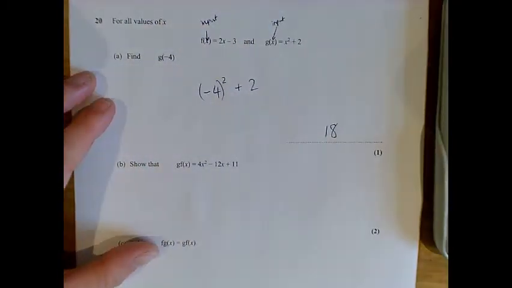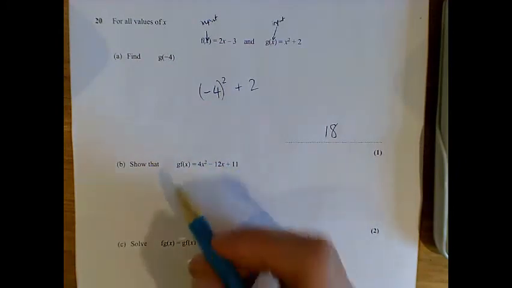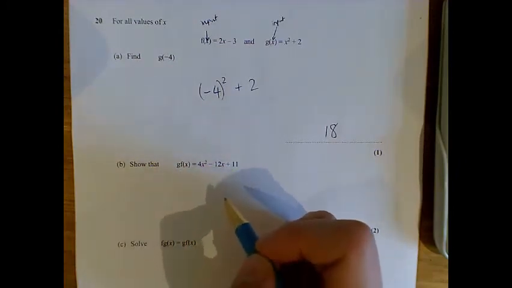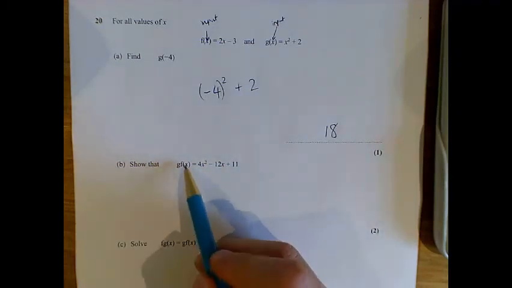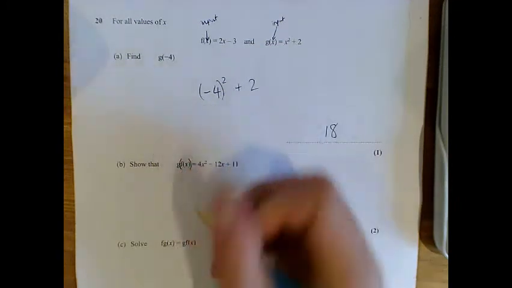Okay, show that g of f of x is 4x squared minus 12x add 11. Now, this is something called a composite function. If you want to do some work on this, just search composite functions on Hegarty. So this means we work from the inside out. We're going to do g of f of x.